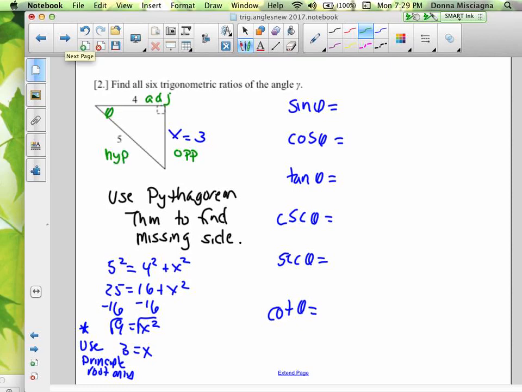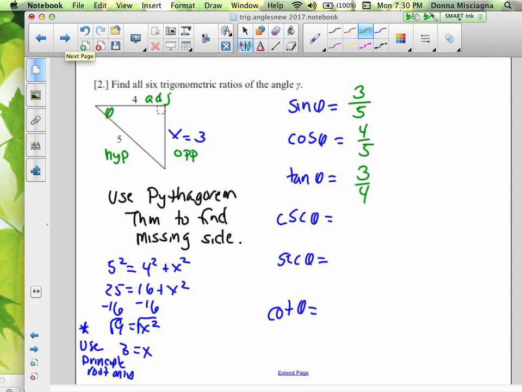Sine is opposite over hypotenuse, so that's going to be 3 over 5. Cosine is adjacent over hypotenuse, so that's going to be 4 over 5. Tangent is opposite over adjacent, so that's going to be 3 over 4.